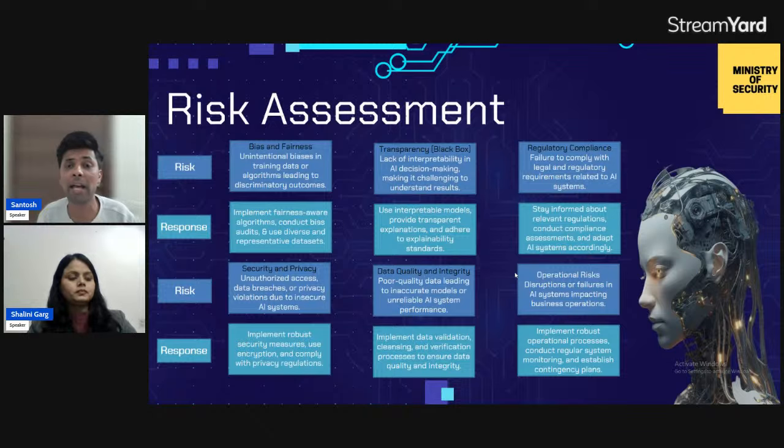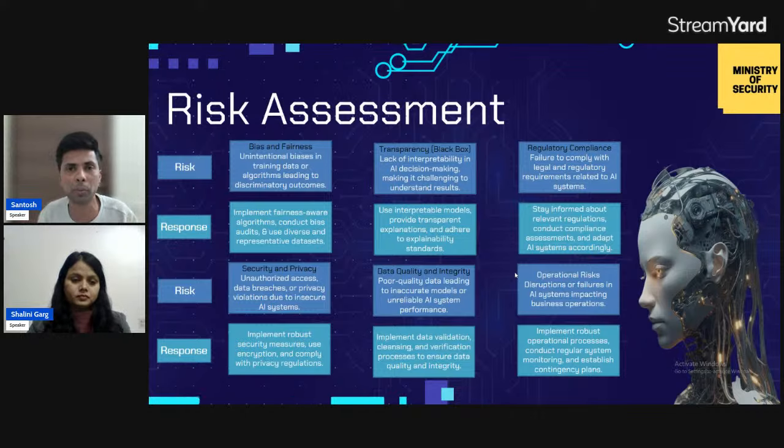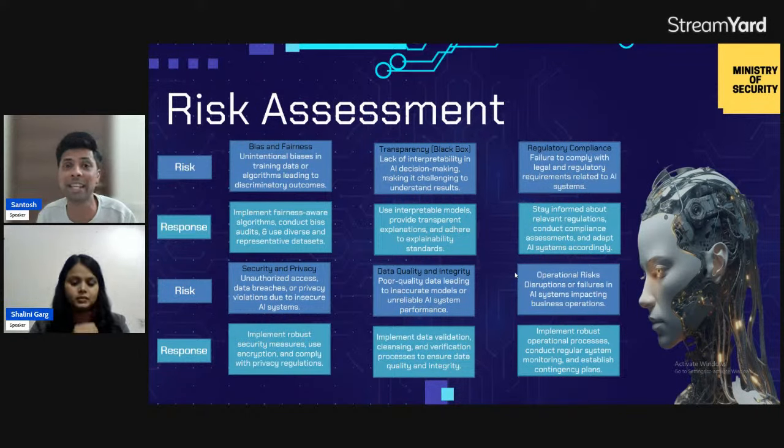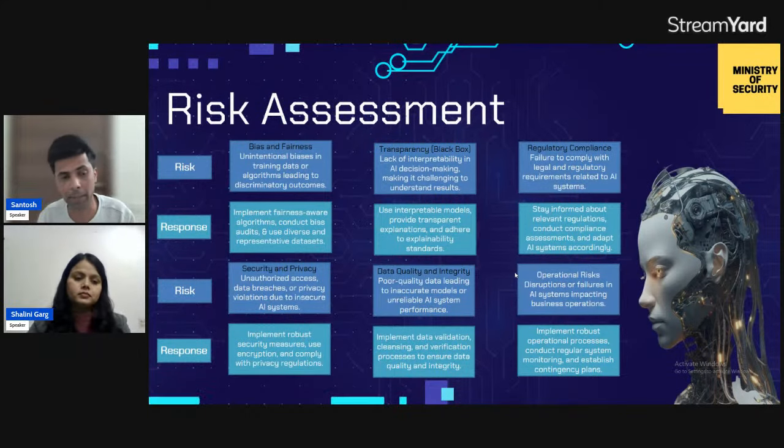If time permits, I have a Gen AI risk assessment sheet. After Shalini, probably I will show you how exactly you perform a risk assessment, which is one of the best risk assessments I have. So I can show you, if time permits, what the Gen AI risk assessment sheet looks like. Okay.